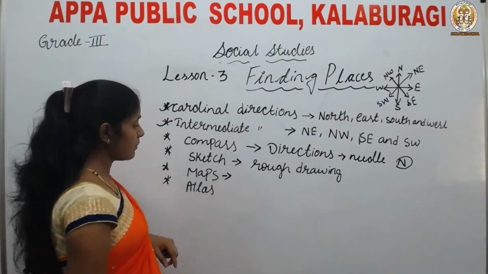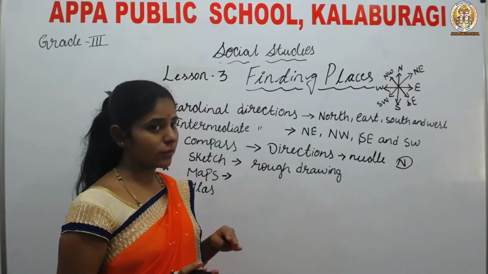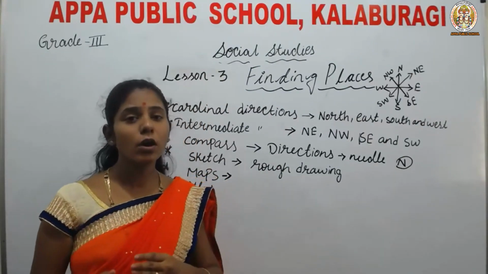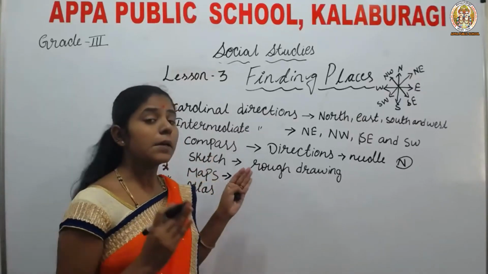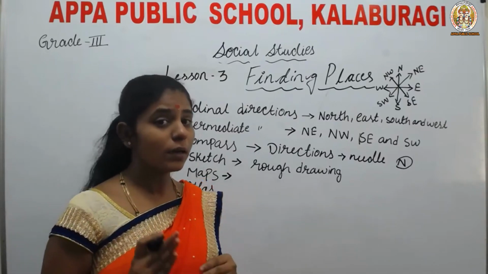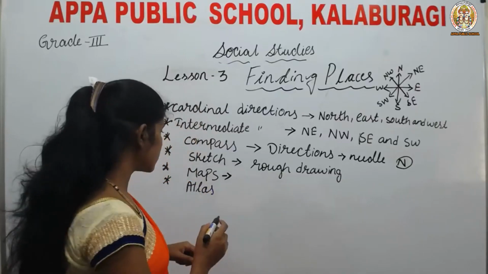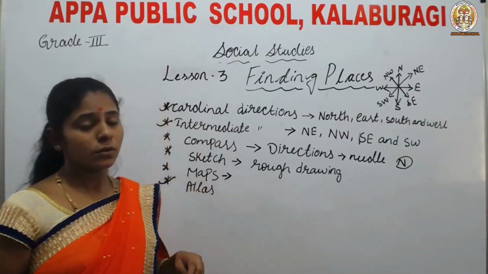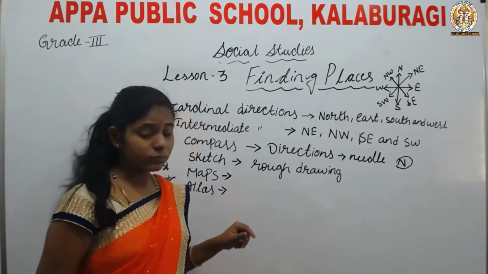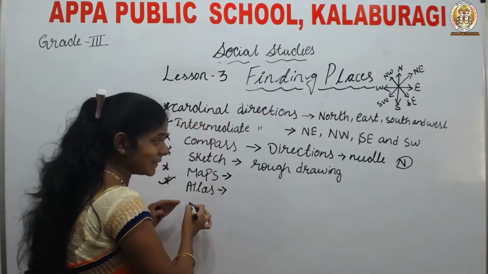Maps. What do you mean by maps? Maps are used for finding direction or places on the earth. They are drawings of various parts of the earth. Next, atlas. A book of maps is called an atlas. We have studied about these.